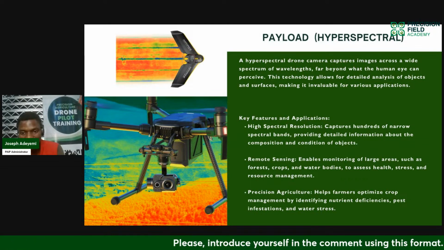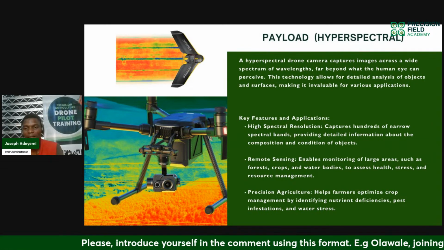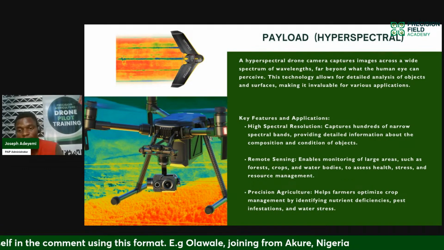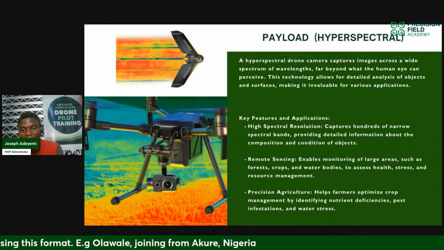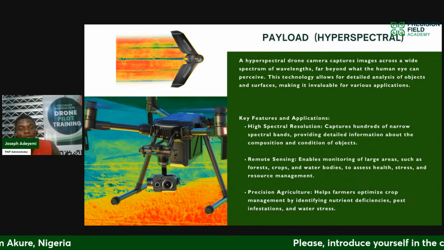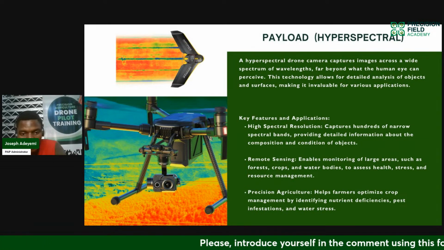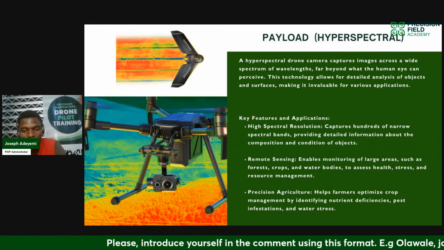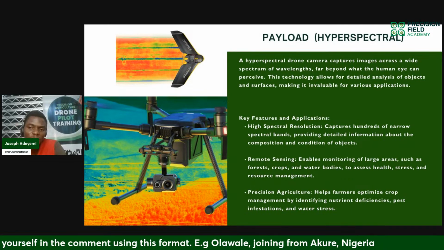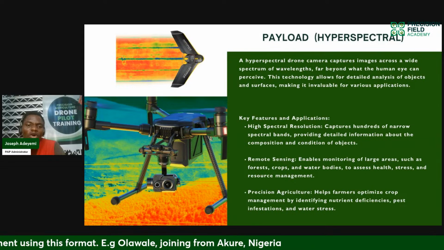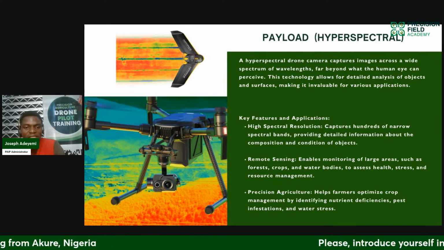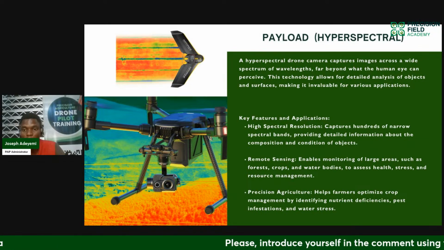Some of the key applications the hyperspectral drones could give is high spectral resolution. They could capture hundreds of narrow spectral bands, providing detailed information about the composition and condition of a particular object. If we want to know about the crop canopy, the crop texture, and all of this information, yes, hyperspectral can really give more intricate details about a certain object or plant.